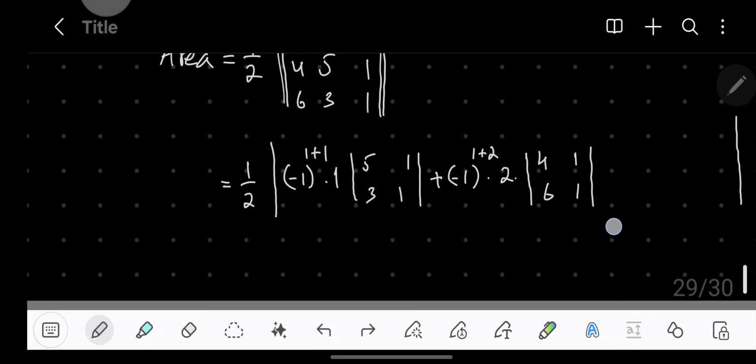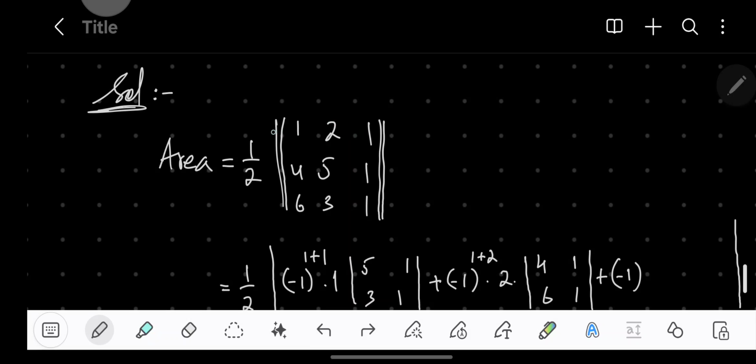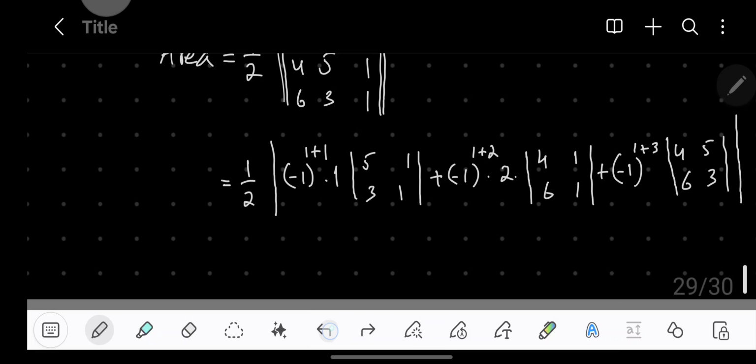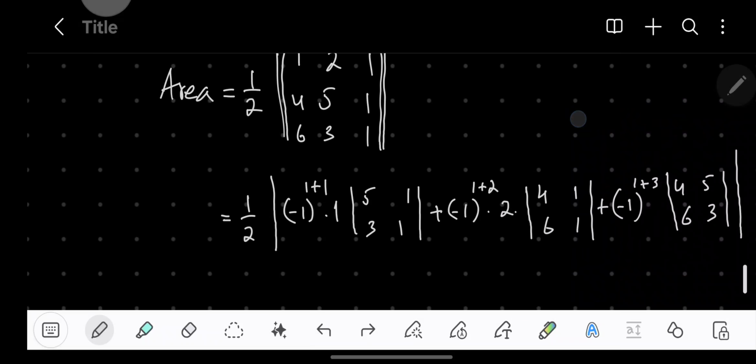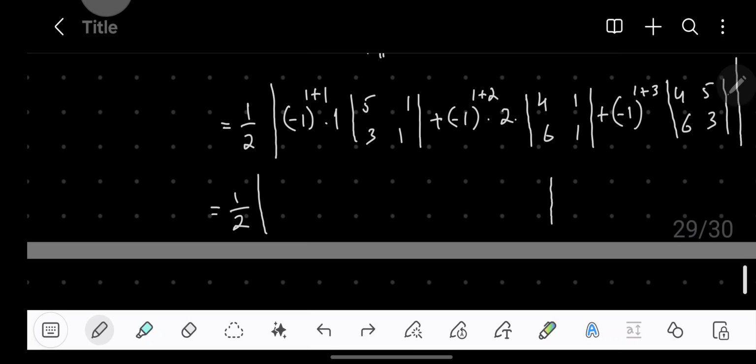You can check, plus negative 1 to the power 1 plus 3, because this is 1 and this is 3. This is the value. So I will write 1 plus 3 times the determinant. So the determinant can be obtained by deleting this and deleting this. Now if we solve inside the thing, this is the absolute value. So I will not apply the absolute first. First I will solve everything inside.